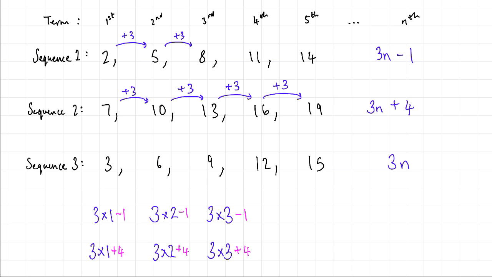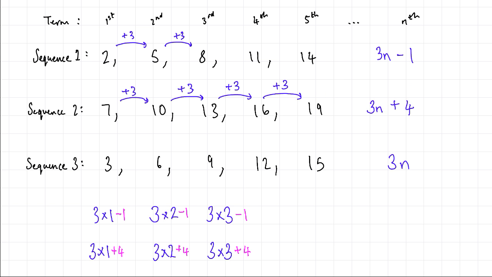Now let's see what the 10th term would be. So 10 goes there, and we do 3 times 10, which is 30. And then if I add 4 to that, I'll get 34. Now you can continue this sequence all the way up to the 10th term and check if it's 34. And you will find that it is.